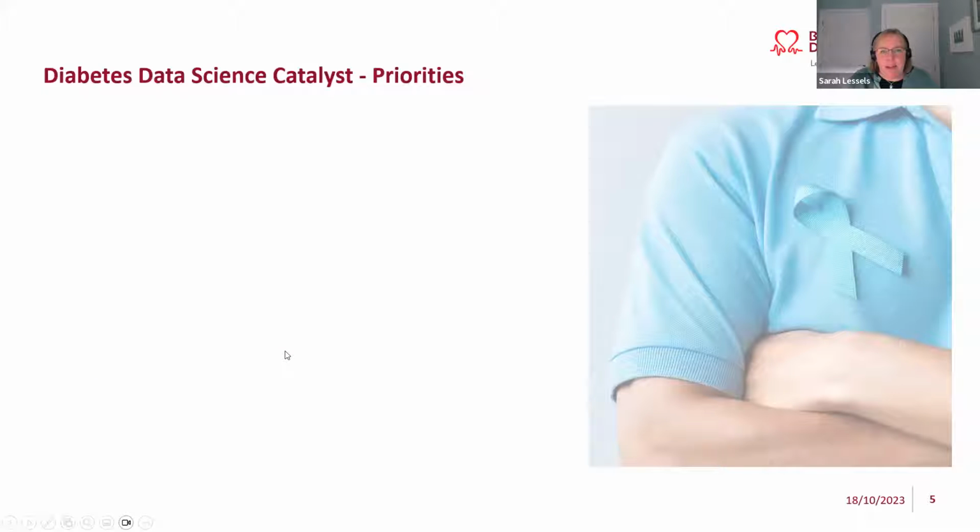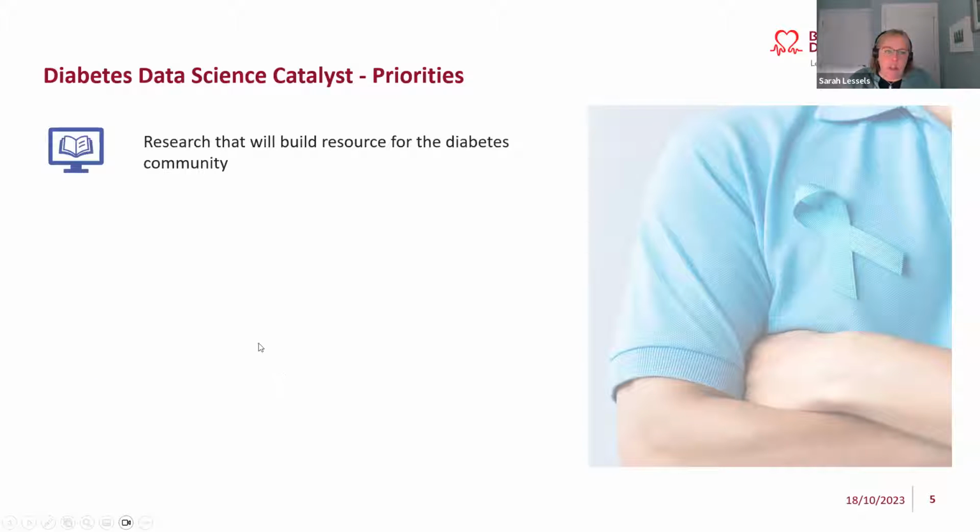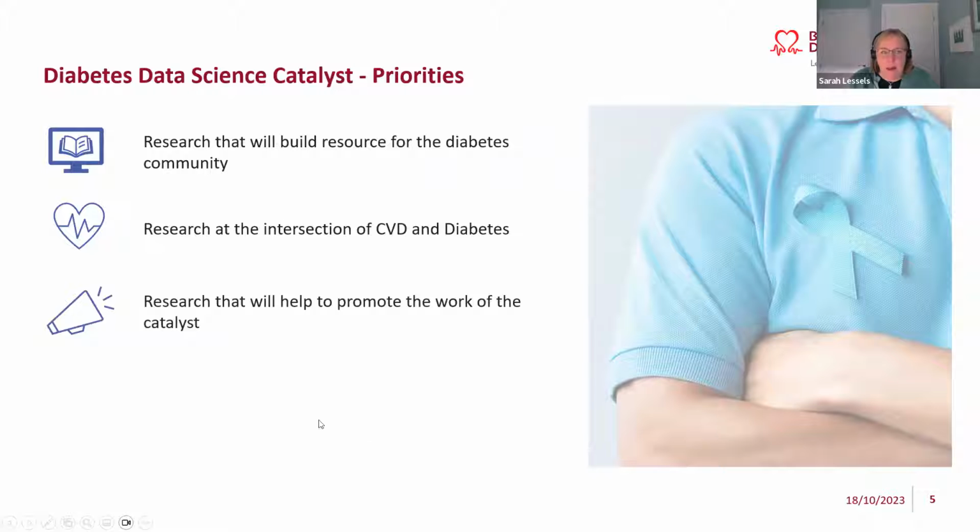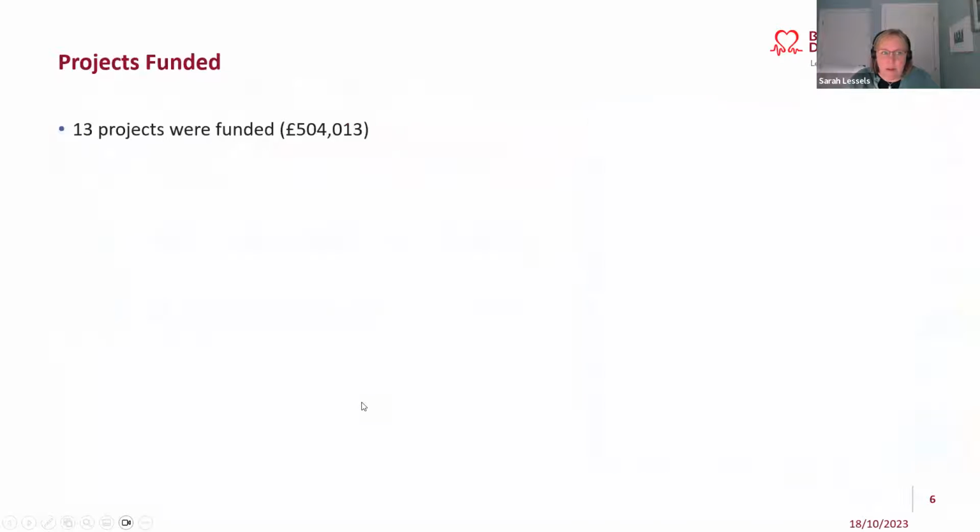Specifically for the diabetes data science catalyst, we wanted research that will help build resource for the diabetes community, that is at the intersection of cardiovascular disease and diabetes, and that would help to promote the work of the catalyst. In total, we funded 13 projects, which is around 500,000 as planned.